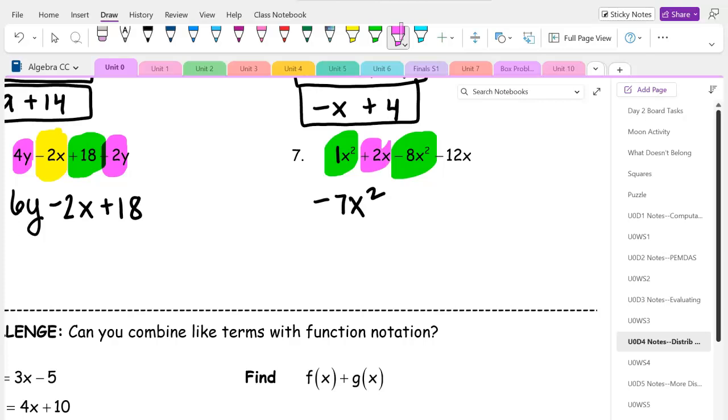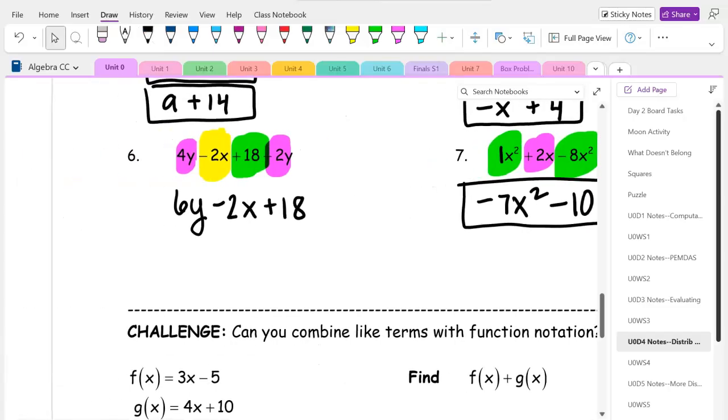Now I've got a 2x and a minus 12x. Really be careful with that sign in front. It tells you whether you have addition or subtraction going on. 2 minus 12 is -10, and make sure your x is still there. And so here is your answer.